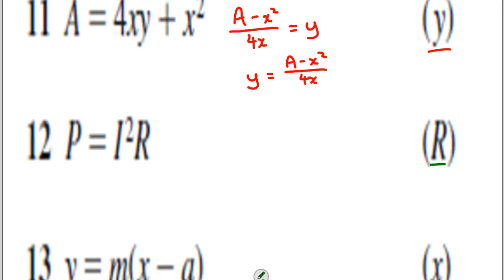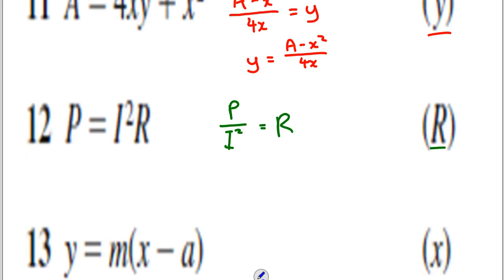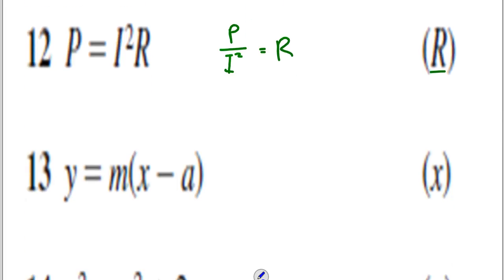So what we're going to do is we just need to divide off I squared. That's easy enough because we want to make R the subject. So P divide by I squared equals R. So make sure you use uppercase I, uppercase R, uppercase P, because that's what was used in the question. Try to make it as clear as you possibly can. Again, you could swap it around and make it R equals P over I squared. No problem with that at all.